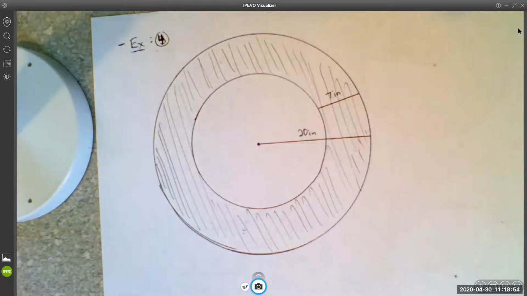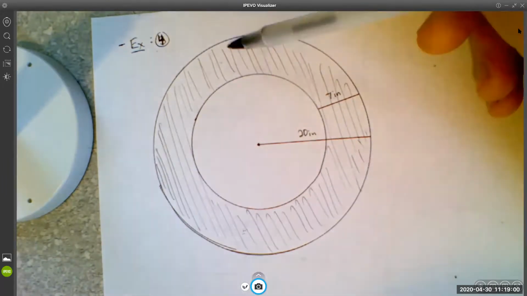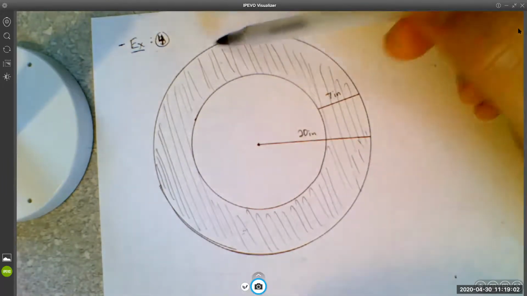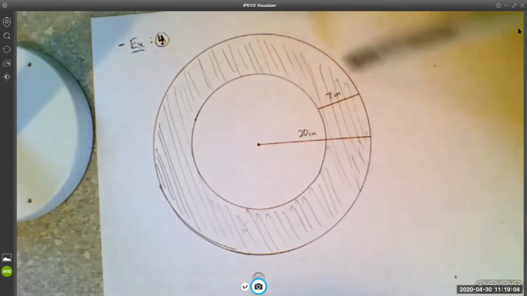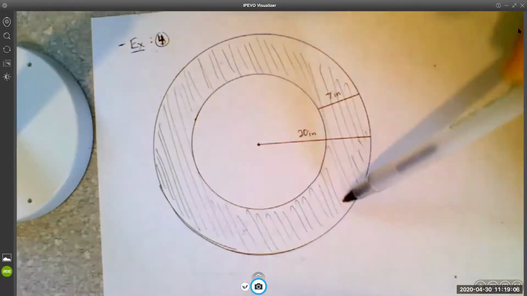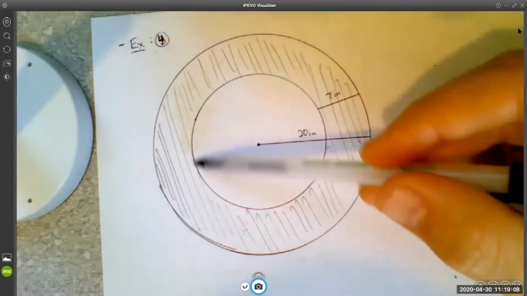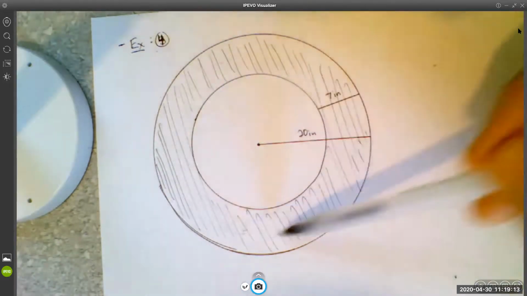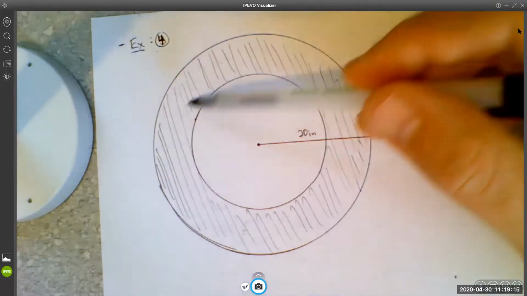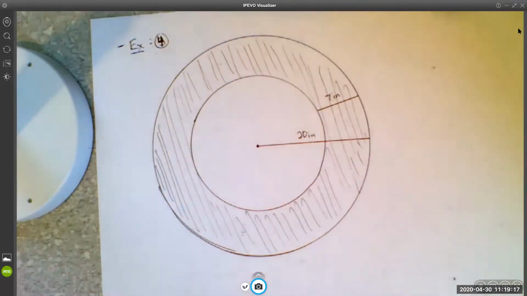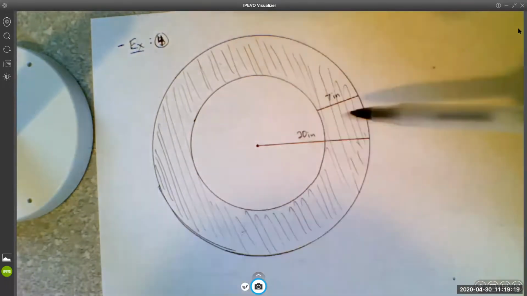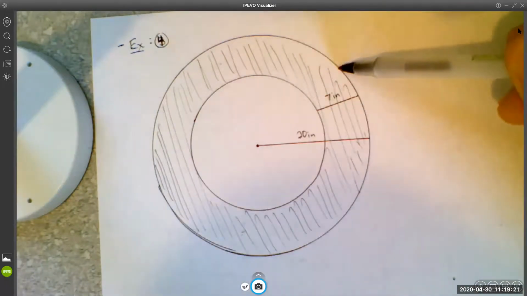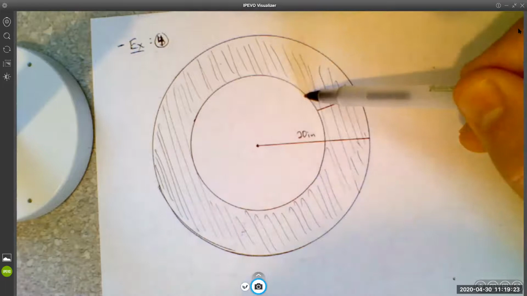Okay, so now here's my solution. The way I'm going to work this out is I'm going to find the area of the big circle, and then I'm going to subtract off the area of the small circle. And that'll get me what's left over, right? That'll get me this washer area. Well, I guess it's more of a washer than a disc, right? So I'm going to do area of big circle minus area of small circle.